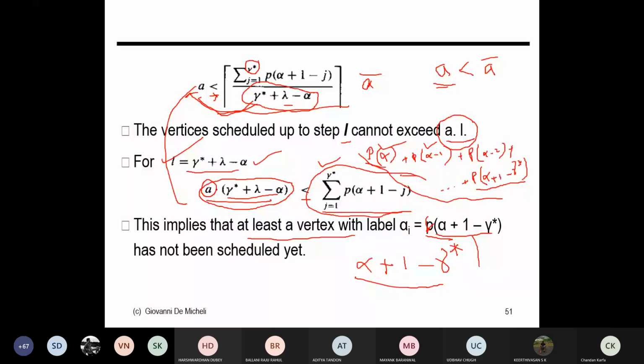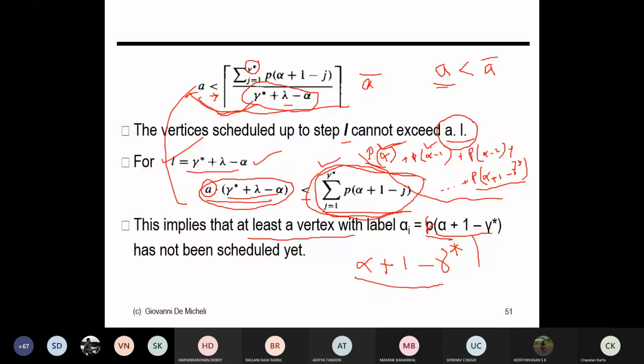So if you just put the value of this gamma star, it is basically nothing but p alpha plus p alpha minus 1 plus p alpha minus 2 till p alpha plus 1 minus gamma star. And since this is less than this, among these operations, the operation which has the highest level gets the highest priority in scheduling by Hu's algorithm, and that is p alpha. They have the highest level, they have the highest distance, right?